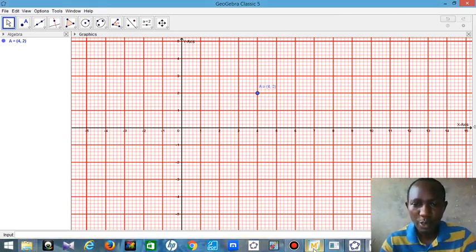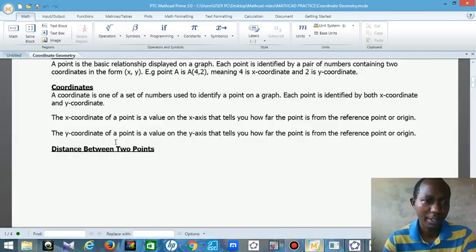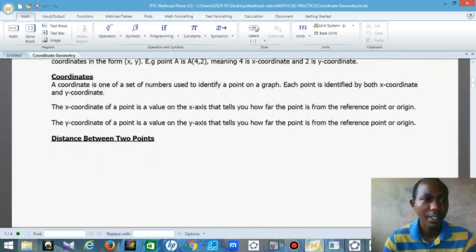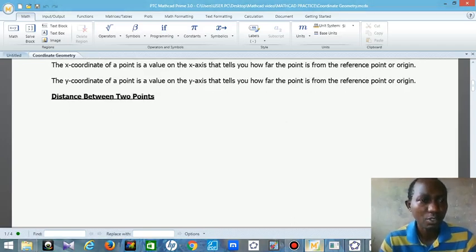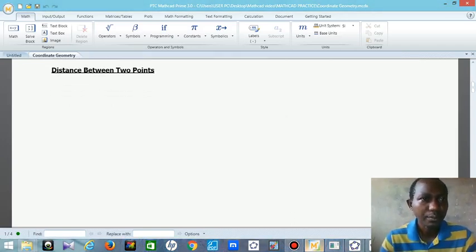Alright, now how do we get the distance between 2 points? So this is where we are stopping in our class for today. So how do you get the distance between 2 points? Now, you have 2 points. For example, let me take this one. Let me show you this.